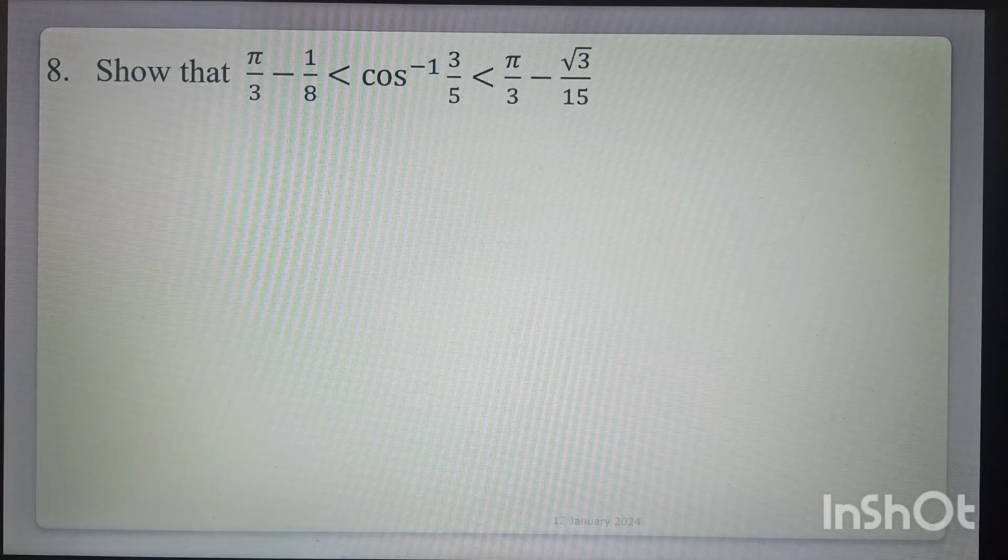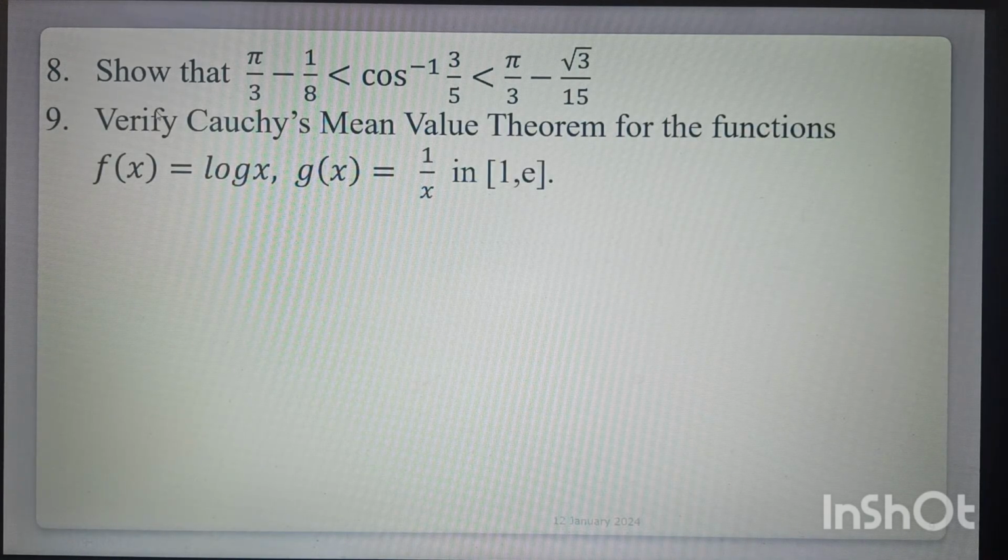So next, continuation, 8th question. In the cos inverse only, show that 5 by 3 minus 1 by 8 is less than cos inverse of 3 by 5, which is less than 5 by 3 minus root 3 by 15. Okay. Next question, verify Cauchy's mean value theorem for the functions f of x is equal to log x, g of x is equal to 1 by x in the interval 1 comma e.